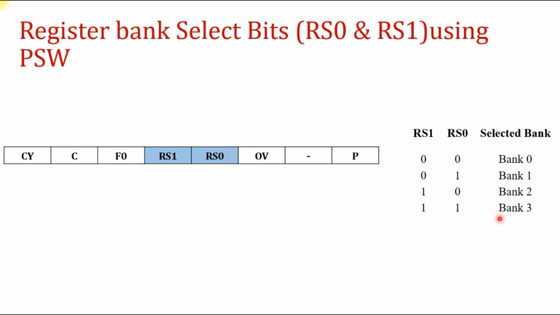While resetting the 8051 microcontroller, by default bank 0 is selected. On reset, the PSW gets 00 in all bits, right? So if RS0 and RS1 are 00, bank 0 will be selected.